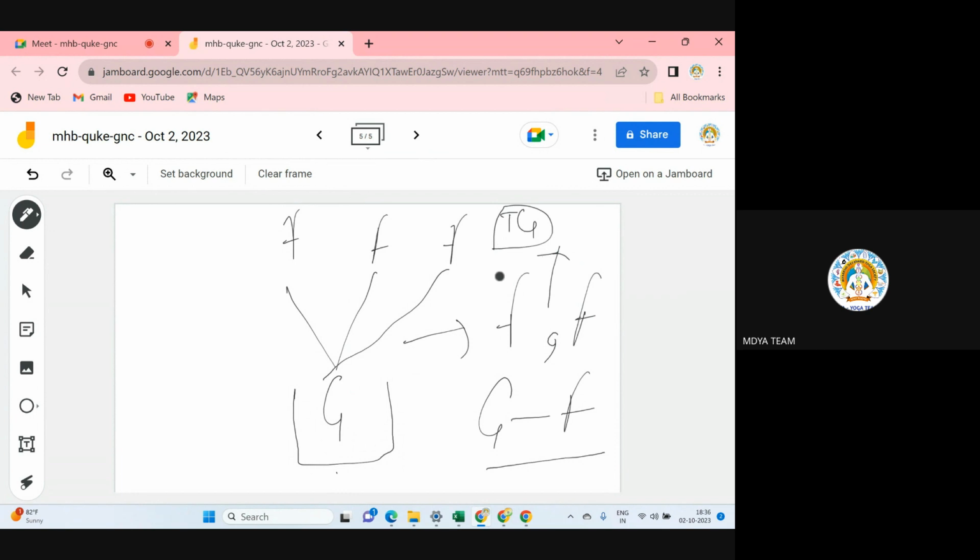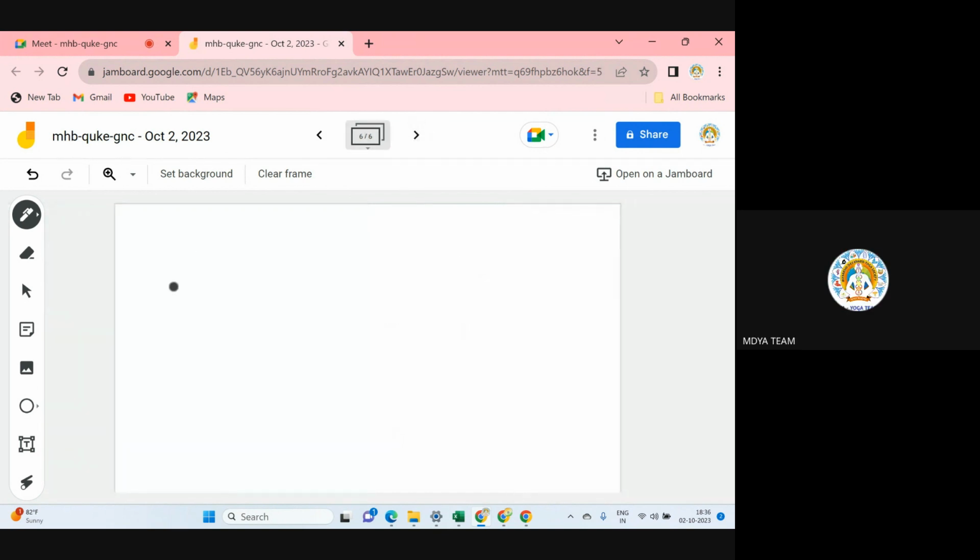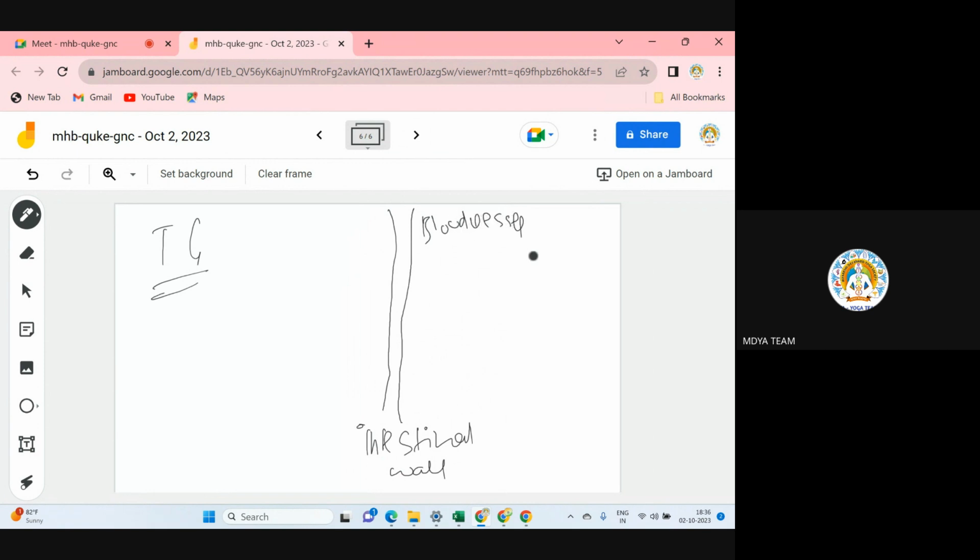Is it clear? Okay, do I need to explain one more time? Yes, sir. Okay, this is a triglyceride molecule, and this is our cell membrane or intestinal wall, and this is the blood vessel wall. So what happens in digestion? Food from our intestine goes to the blood vessel.